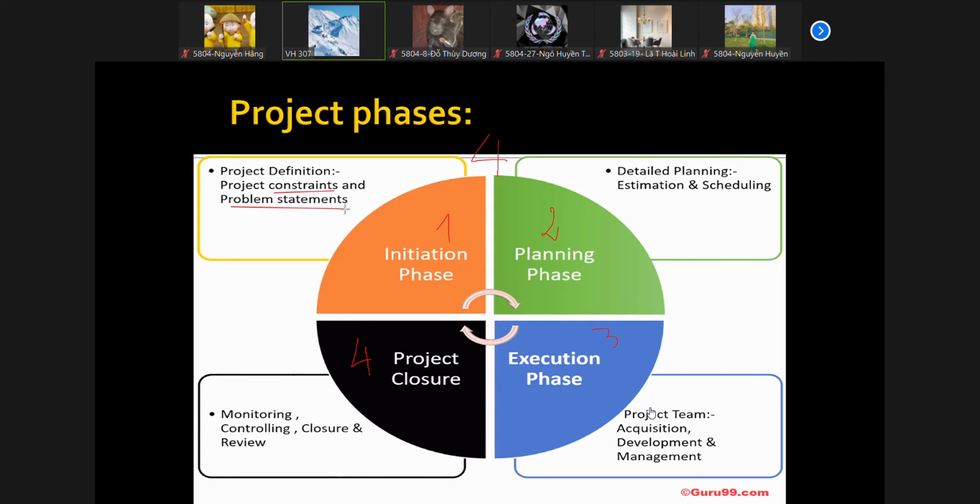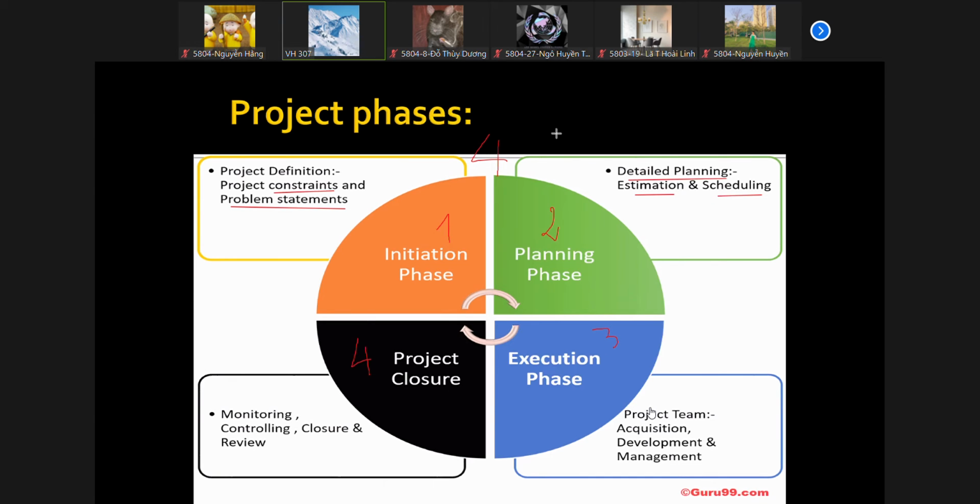Sau giai đoạn khởi động của dự án sẽ là giai đoạn lập kế hoạch. So in this phase, we can see that a detailed plan is made, and they also have to estimate, and schedule all the things, like maybe the project can be divided along the timeline, and the timeline can be identified in the planning phase. And also in this phase, they have to identify the cost estimation, maybe the adequate human resources to do the project, and they also have to evaluate the things that are necessary for the execution phase.